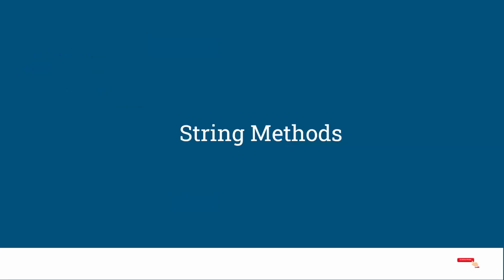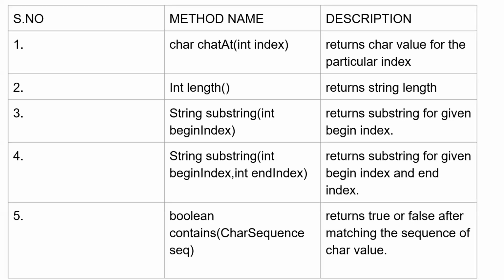Now, I have listed a few methods on the screen that are defined in the String class. The first method is the charAt method, which returns the character value based on the index we pass. Second, we have length, which is used to return the length of the given string. Third and fourth, we have substring. Both are substring methods, which are overloaded methods.